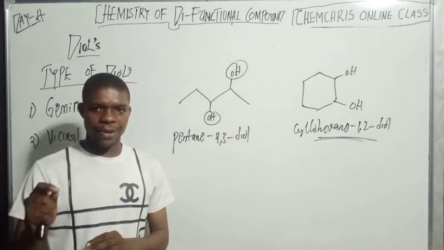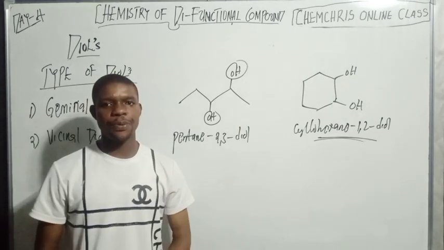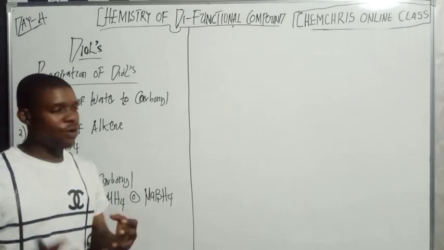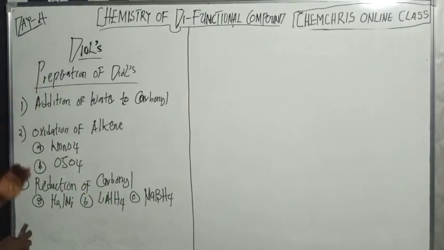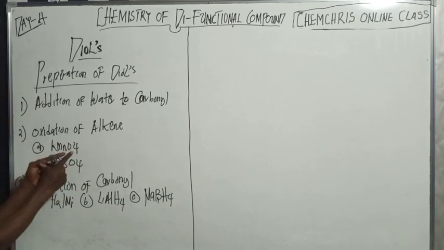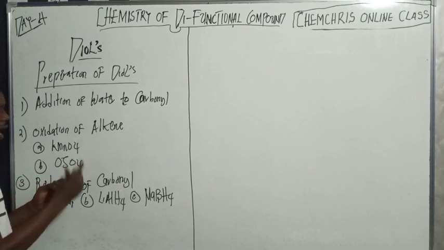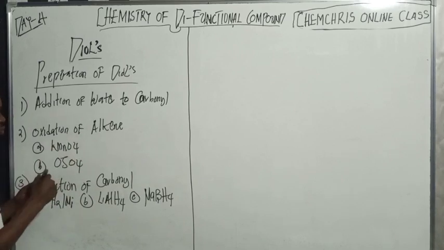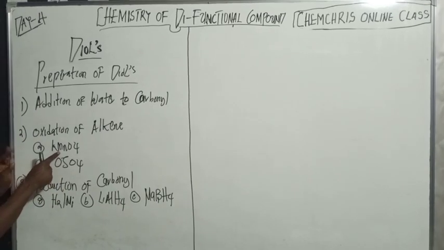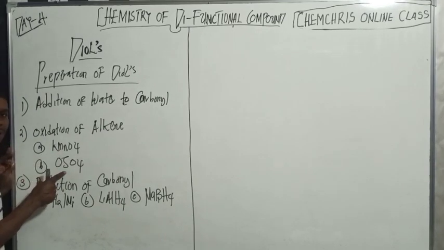So how to prepare them. Let's look at the preparation aspects, the various ways you can prepare a diol. We have three main ways. The first one is the addition of water to a carbonyl. The second one is oxidation of the alkene, and you can achieve this with these two reagents, which will produce similar results: potassium permanganate and osmium tetraoxide.